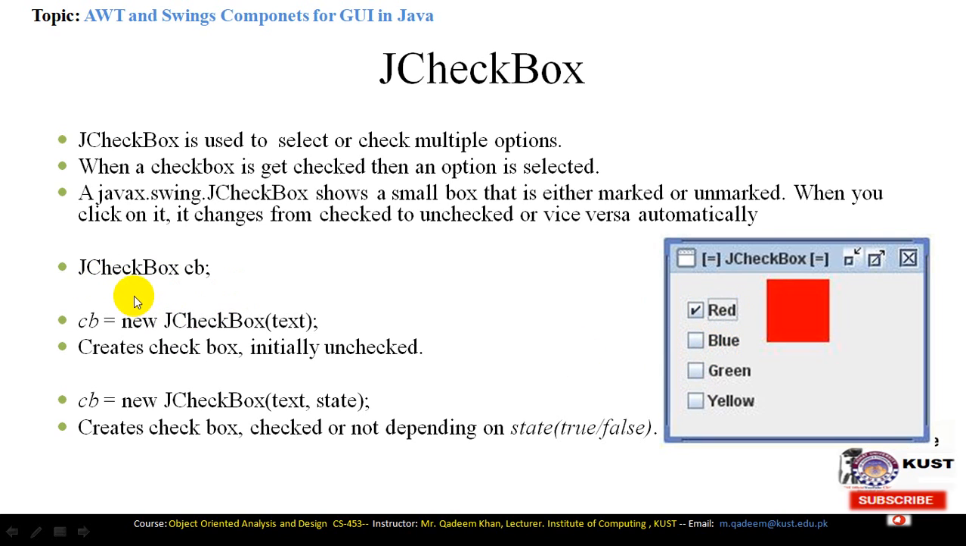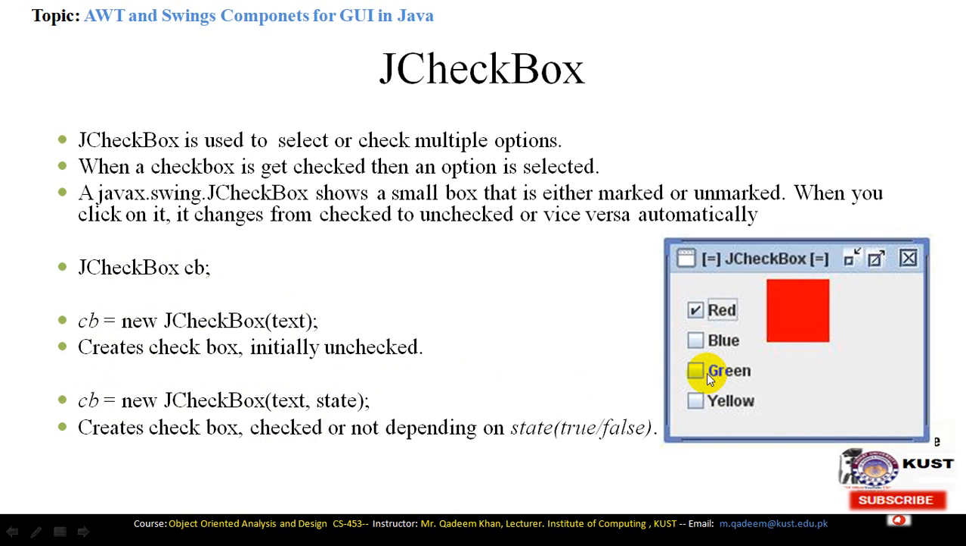Now this is the creation of the objects of the JCheckBox. First of all, we will declare the object JCheckBox cb. cb is the user-defined object of the checkbox. Then we have cb = new JCheckBox, and here we apply the text. The text will be the string or the message that will appear on the right side of the checkbox. Also, you can provide the state option as well. So cb = new JCheckBox(text, state).